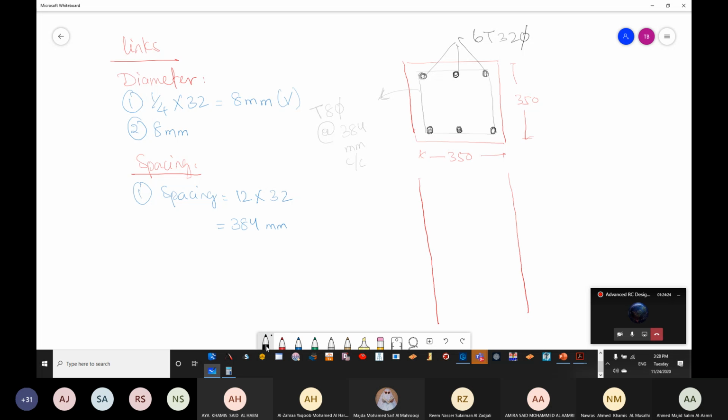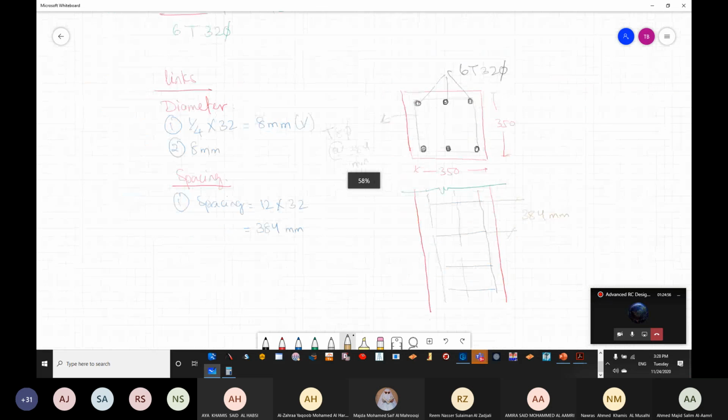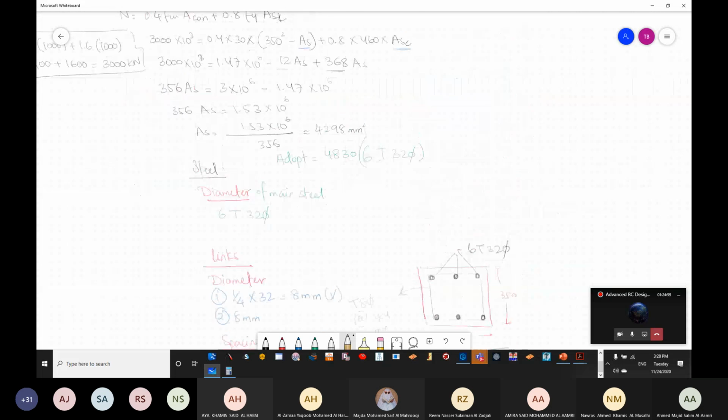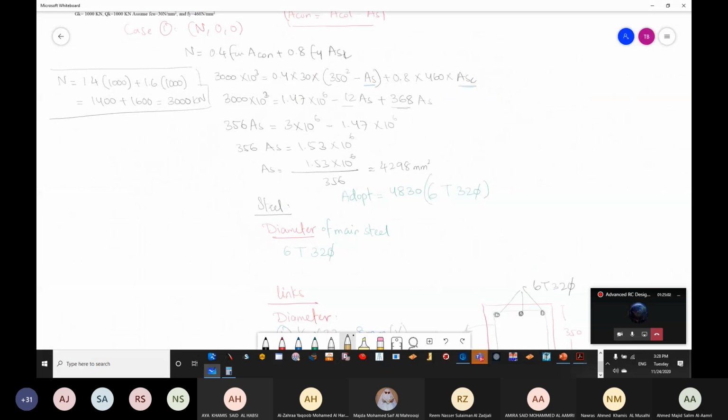Okay. So now, if you can see, we have the first bar, the second bar, the third bar, and then there is a link between them. And this is just a section. The spacing between one link to another link is 384 mm. And this is the end of whatever we have solved now. This is the end of the 10 marks question, which has the same value as designing a foundation for 10 marks.